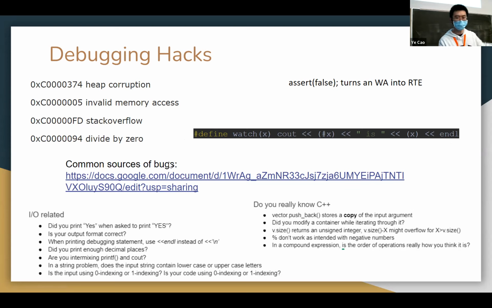And as I promised, here is my personal list of common sources of bugs, and here are two snapshots of the subcategories. Did you print yes when asked to print yes? I know that's stupid, but you have probably felt that at least once in your CP career. Is your output format correct? Blah, blah, blah. Do you really know C++?